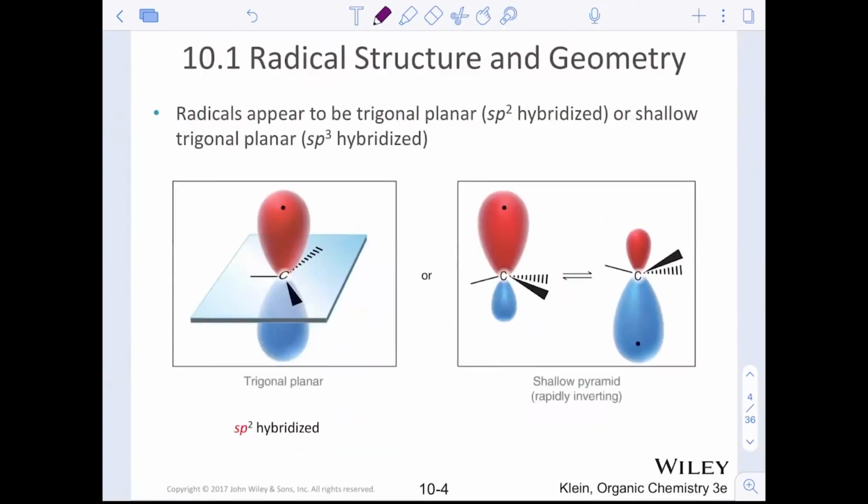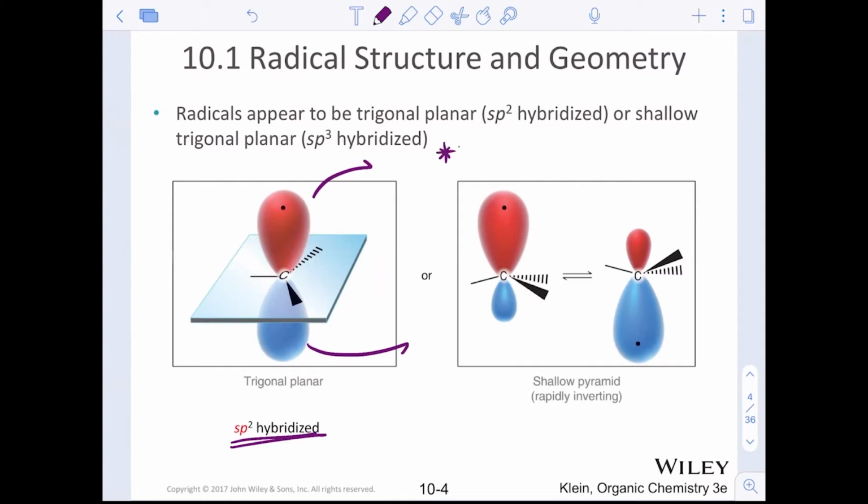A radical is somewhere in between. We are going to call it sp2 hybridized for this class. We are going to see it's more like a trigonal planar intermediate than a shallow tetrahedral or trigonal pyramidal. But it is more planar in nature. What that means for us is when this reacts, it can react from the top side or from the bottom side when it's going to attack something.